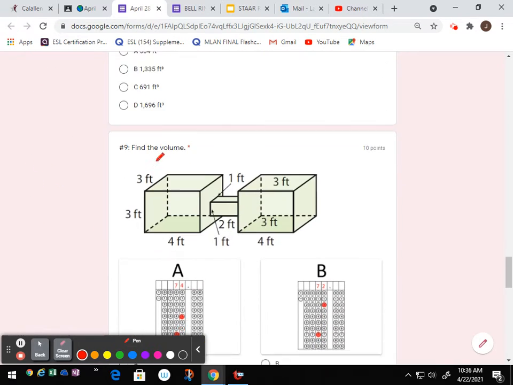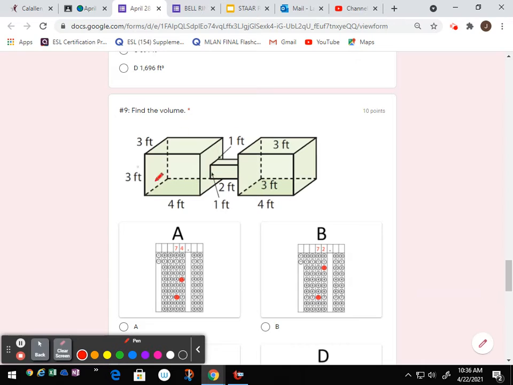Number 9 says it wants us to find the volume of this composite figure, okay? If we see we have 2 of these rectangular prisms with the same dimensions, and then we have 1 rectangular prism in the middle, okay? So what we can do is we can find the volume of this rectangular prism right here. And since we have the same exact one over here, we'll just find the volume of this and multiply it by 2. And then we'll find this one and we'll add it to whatever we get here.